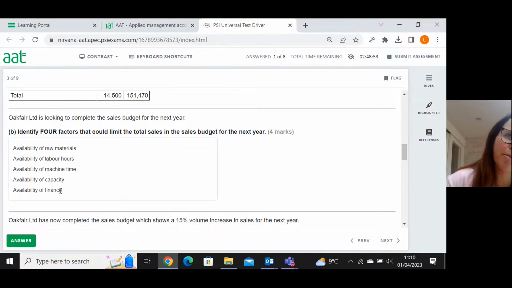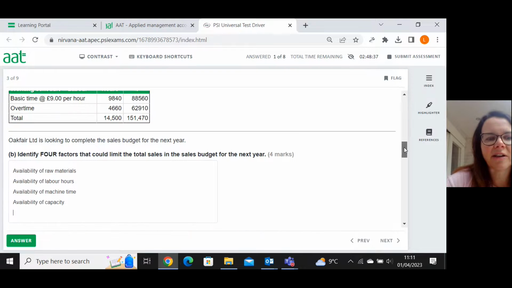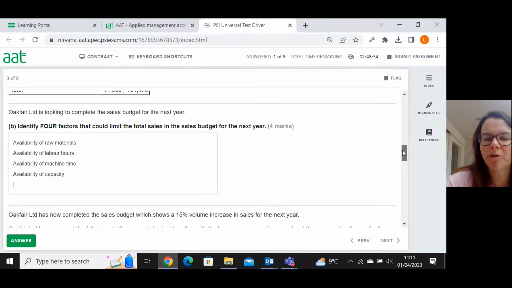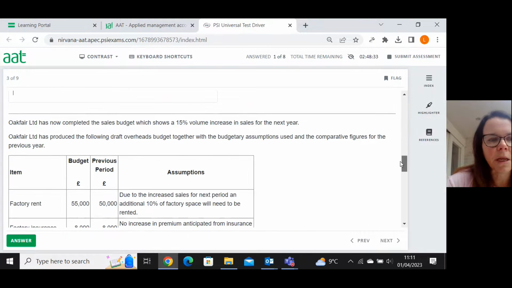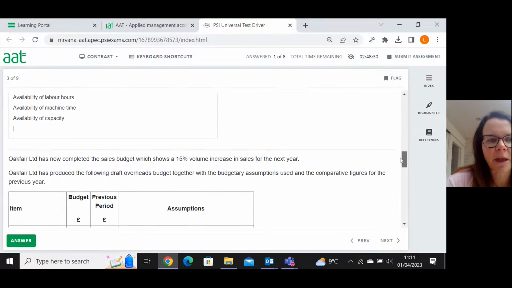Now, incidentally, if you put more than 4, it's likely that they will just mark the first 4. You can't hedge your bets, just keep putting loads of answers and hope they'll pick out the 4 correct ones for you. All right, so if it says identify 4, probably just put 4. So that should be quite straightforward.